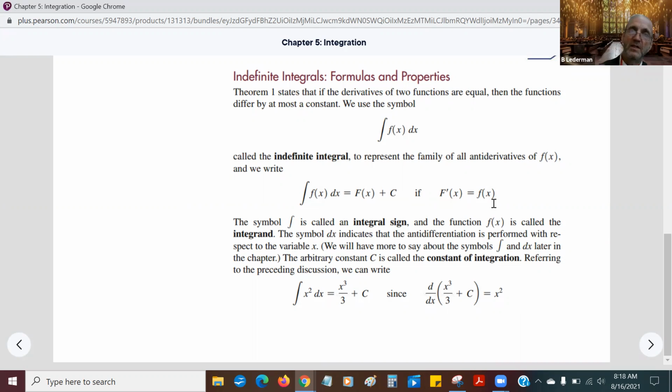Again, all this is taking all the stuff that we said already, and now we're just using a different notation. So nothing has happened. No math has actually taken place. We're just introducing a new notation. This big stretched out S is called the integral sign, and f of x, the function that goes inside, is called the integrand.